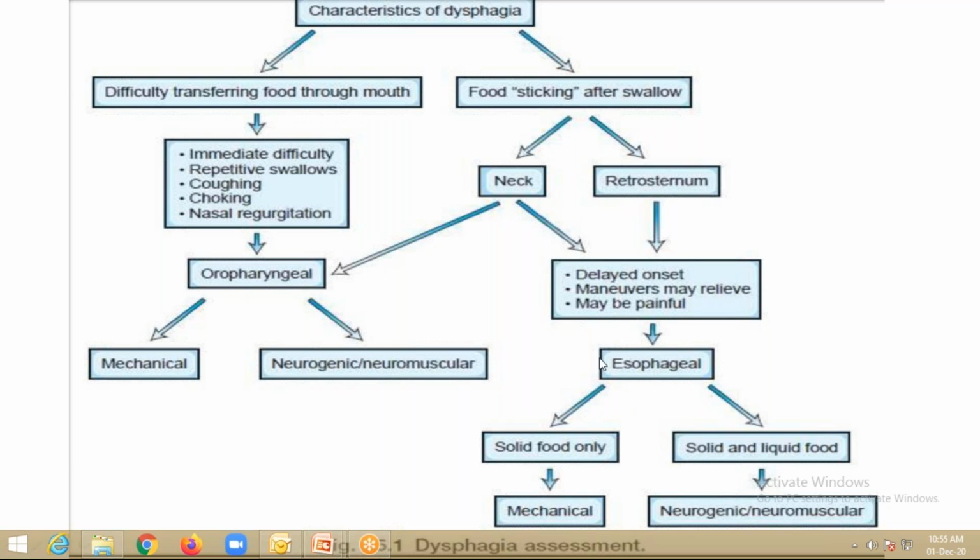If esophageal dysphagia is present for solid foods only, then it is a mechanical cause. When esophageal dysphagia is present for both solids and liquids, it is neurogenic or neuromuscular dysphagia.